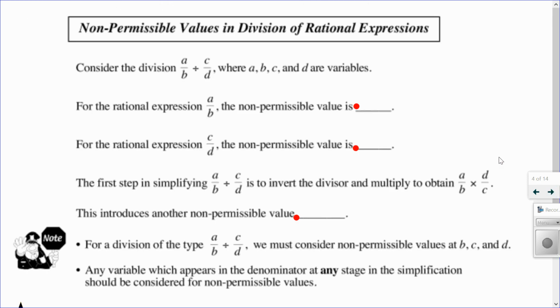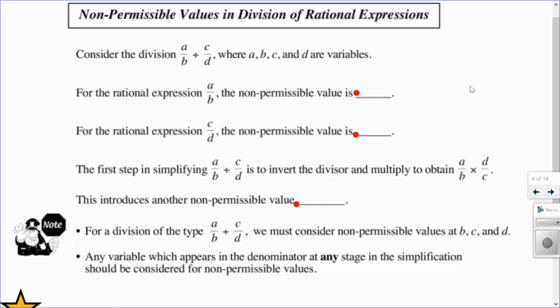So let's talk about non-permissible values. Everything that we've been doing so far has a non-permissible value in the denominator. So for example, I have this rational expression a over b, and I'm going to divide it by c over d. Now a over b as a fraction has a non-permissible value. We can't divide by 0, and that non-permissible value is that b can't be 0. Well, look at the second fraction, c over d, also a rational function. That has a non-permissible value because I can't divide by 0, that d can't equal 0.